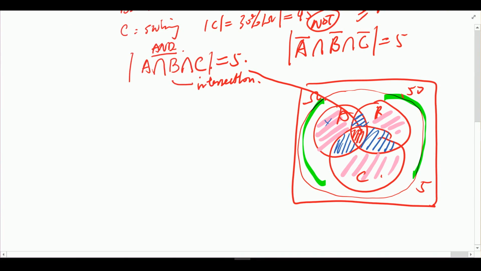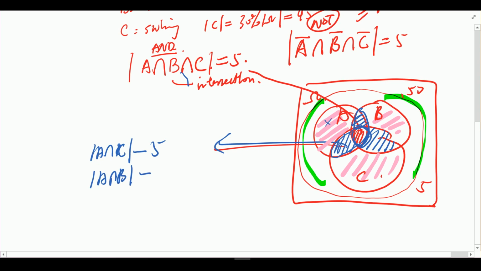So now, how do we translate the blue part into mathematical language? How do we turn it into formulas? You see, the first part here is A and B, but you subtract the middle part. This part is A and C, and you subtract the middle part as well. And the third one is B and C, then you subtract the middle part as well.